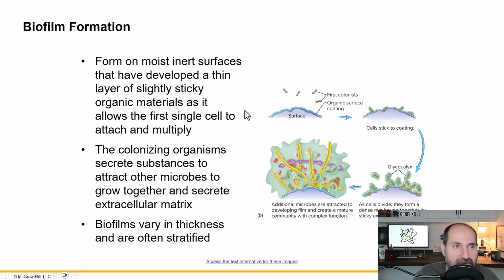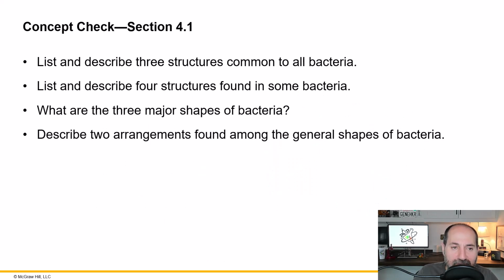Remember the steps to biofilm formation. First, the first colonists attach to a surface. Then they begin producing the biofilm material, this glycocalyx, this sticky extracellular sugar protein deposit, and then a community forms. This means different species live together inside of a biofilm.